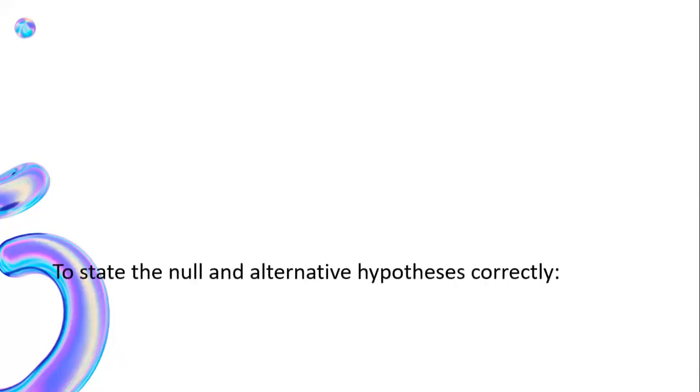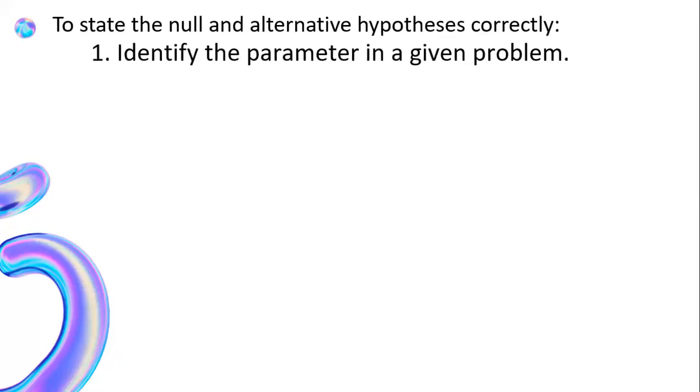And to state the null and alternative hypothesis correctly, these steps may help you. First, you need to identify the parameter in a given problem. What are those parameters? You need to know the value of the population mean, the population standard deviation, the variance, the sample size, or anything, any value that comes from the population. You need to identify them properly.